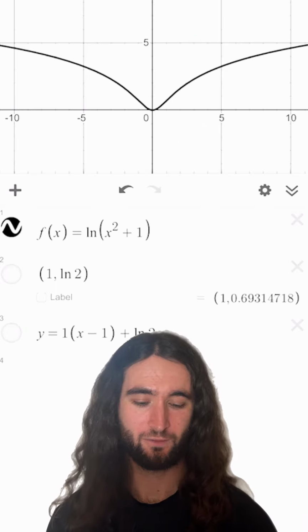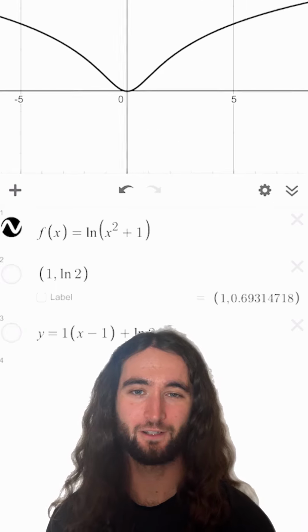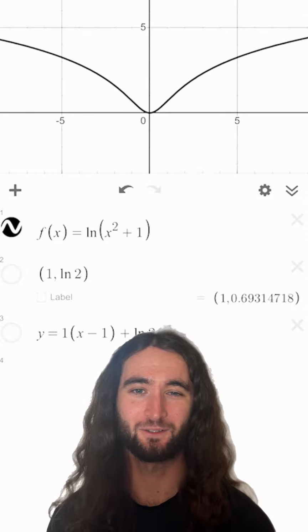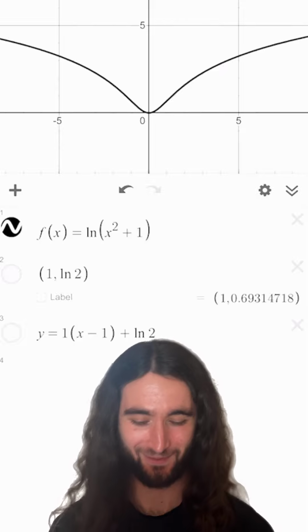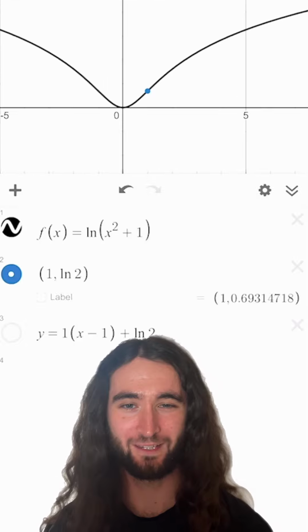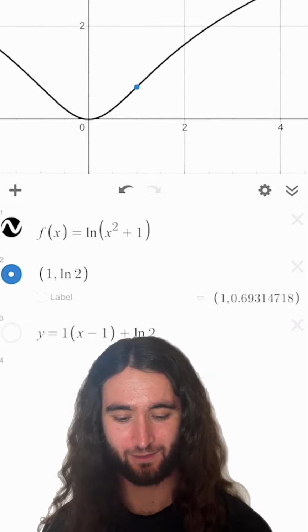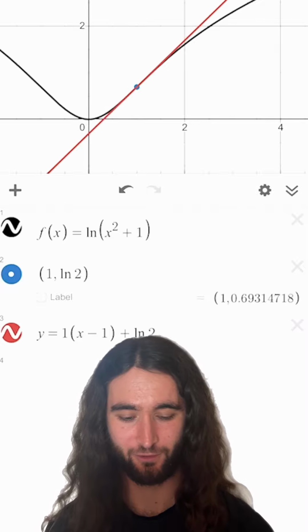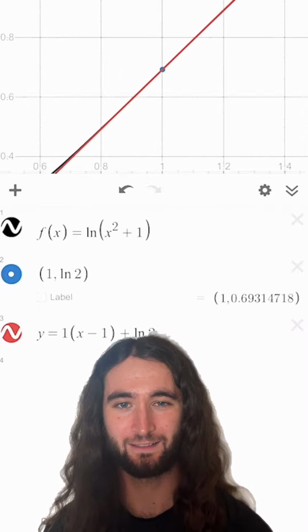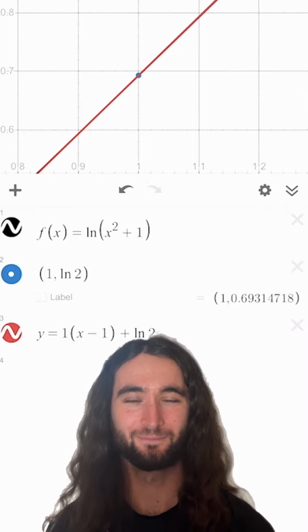Now, just to check ourselves, here's the graph of that function. I think it's got a nice, interesting look to it. Kind of looks like a seagull that you draw in the background of a painting or something. And here's the point that they were interested in. Looks just like that. And here's the equation of the line that we came up with. And sure enough, that looks exactly like the tangent line at that spot. So I think we got it.